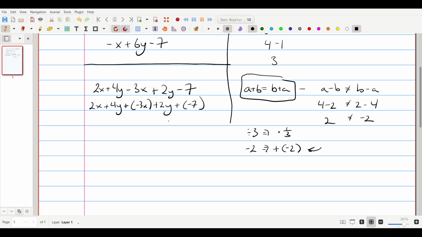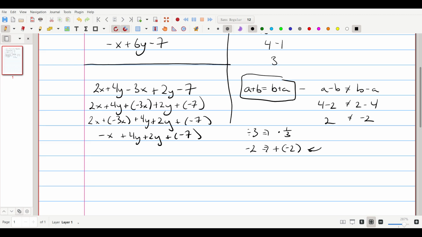So now we can make use of this commutative property of addition, and now we can actually switch things around. So this says a plus b. We want to make it say b plus a, so we can easily do that by swapping the places of the 4y and the negative 3x. And now what you'll see is that we have all the like terms together. So now we can actually compute this. 2x minus 3x, that's negative x. We'll bring everything else down.